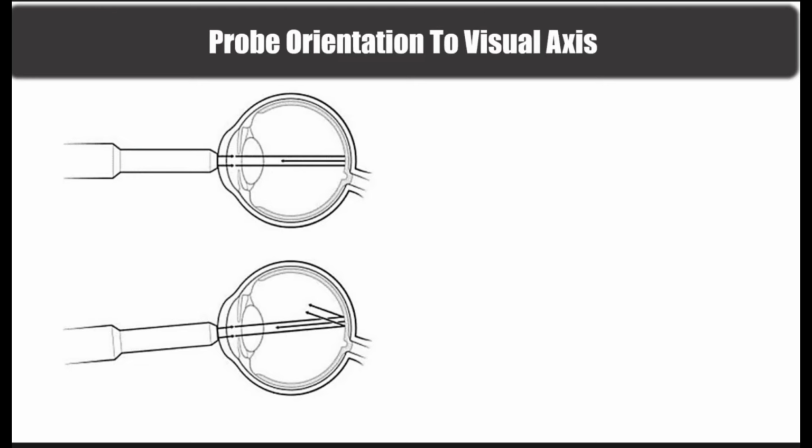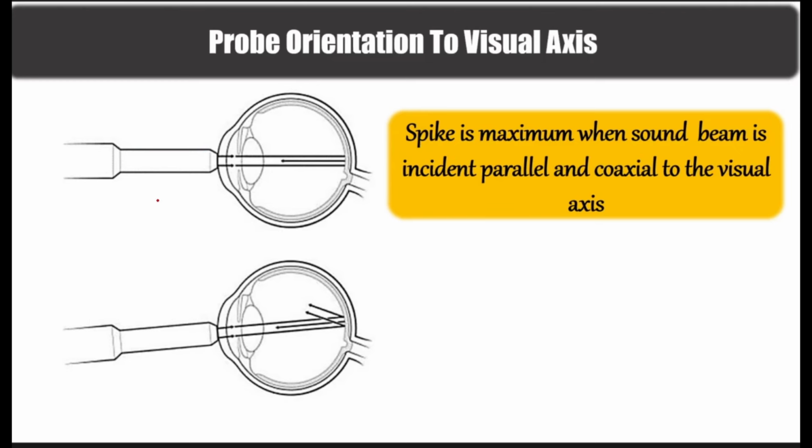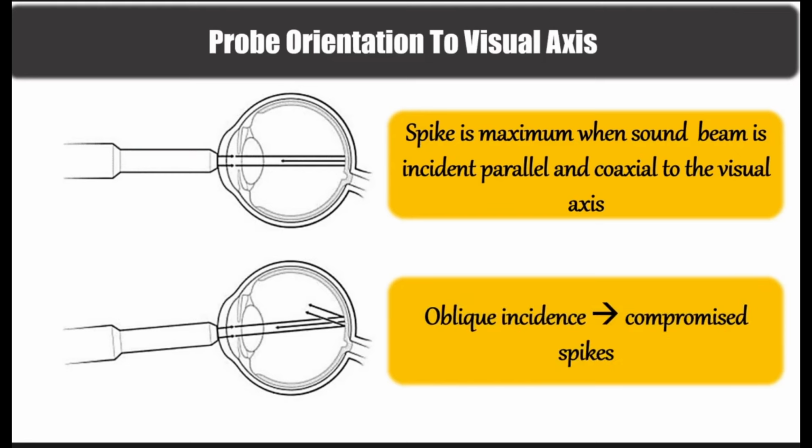Whenever the probe is nicely aligned, parallel or coaxial to the visual axis, all the sound waves traveling from the probe are going to be reflected and travel parallel to the visual axis, and all of them are going to be received by the probe. Since all the sound wave is received by the probe, the spike amplitude is also going to be good. However, if the probe is not aligned correctly, the waves are going to be incident in an oblique fashion, and therefore some of the reflected waves are not going to make it to the probe, and instead are going to be reflected outside, and this will lead to compromised amplitude or compromised signal in the scan biometry. Therefore it is very important that the probe is oriented nicely parallel to the visual axis at the corneal vertex.